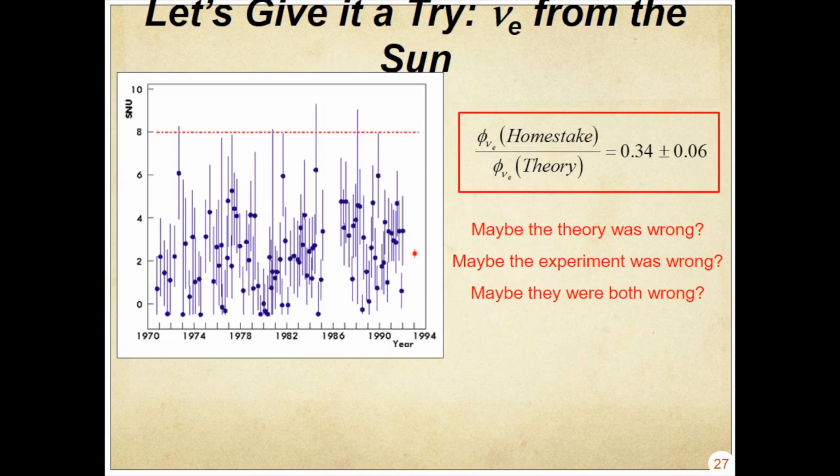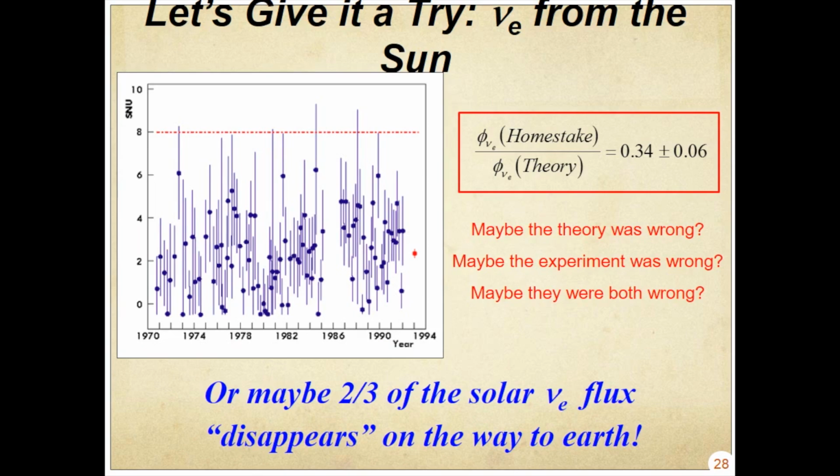So what's going on? Either the theory is wrong, the experiment's wrong. They're both wrong, since these are both seemingly impossible tasks. Right? The theory had to calculate this to high precision. The experimentalist had to pull this out of this to high precision. Chances are they're both wrong. Or 2/3 of the solar neutrinos are no longer here at Earth even though they were produced in the sun. Those are the only conclusions one can draw.